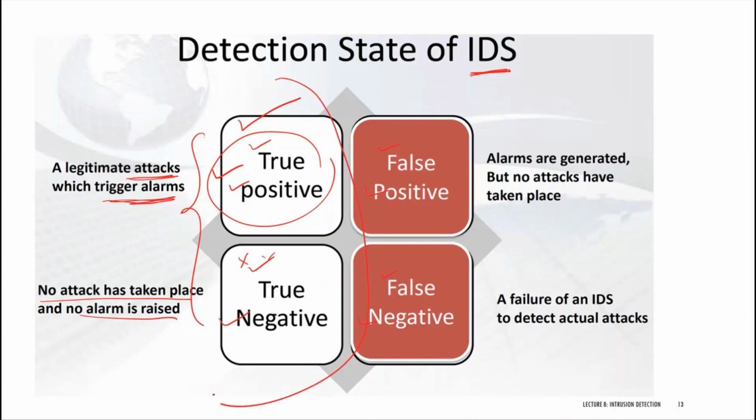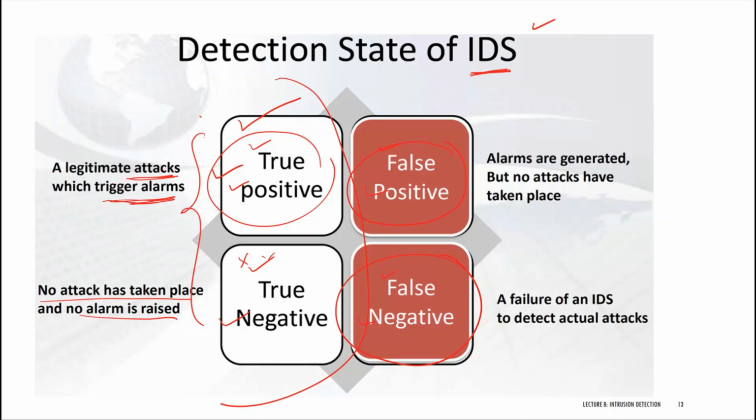But where is the problem? If an IDS is doing these 2 things, true positive and true negative, the intrusion detection system is good. But an IDS can do 2 other things also. What are they? False positive and false negative.